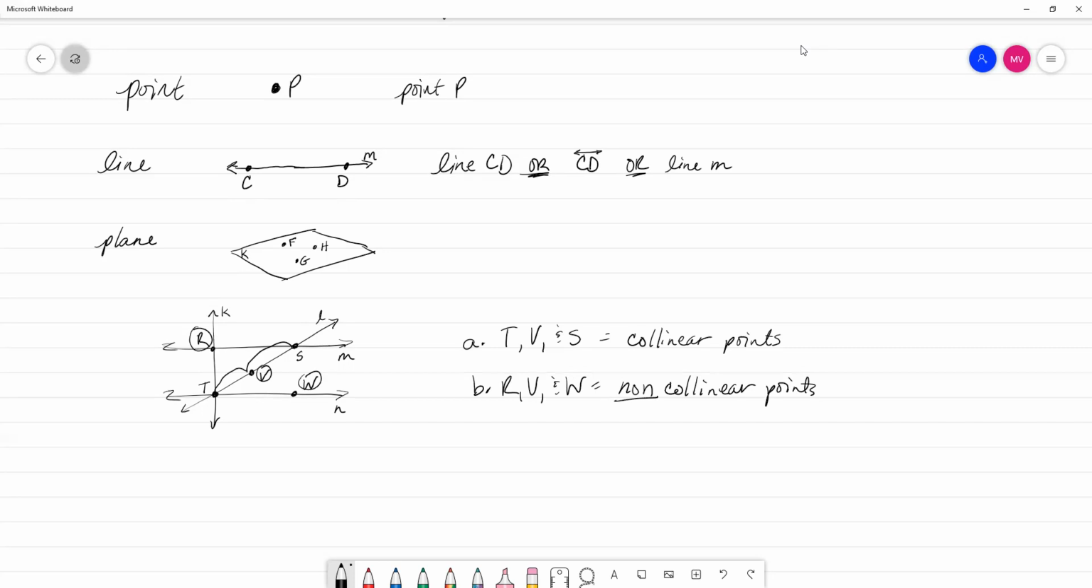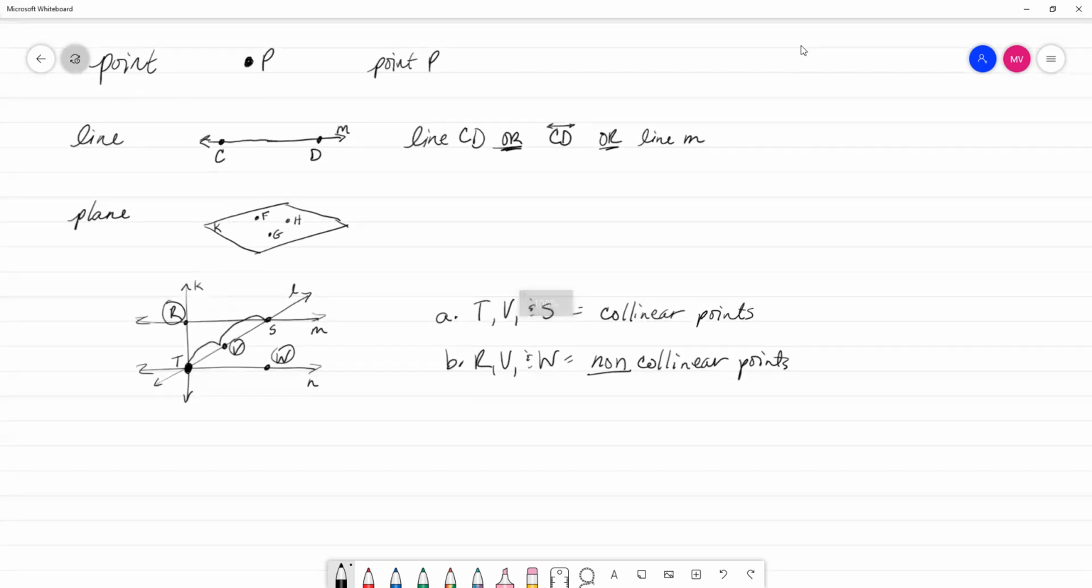So again, concurrent lines are lines whose intersection is a single point. And you can see right here at point T, we have K, let's see, K, L, and N. Those 3 lines all intersect or meet at point T. Therefore, lines K, L, and N are all 3 concurrent, because at some point, all 3 lines exist in the same point in space at the same time. That's what concurrent means.